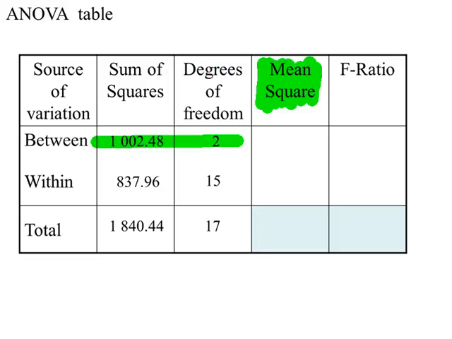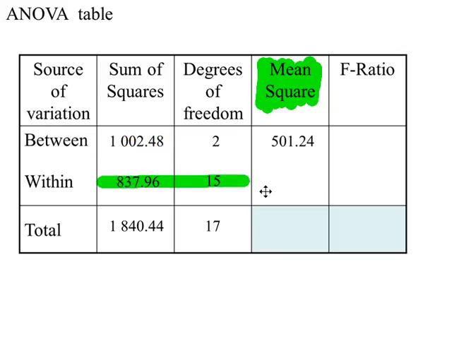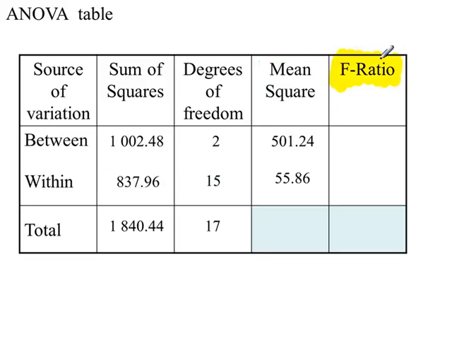Moving on to the mean square, we have to divide these two values. And then again, dividing. The sum of squares divided by the degrees of freedom, always in that order. And finally, to work out the F ratio, we divide these two values. And in that order, between divided by within, to give us our test statistic.